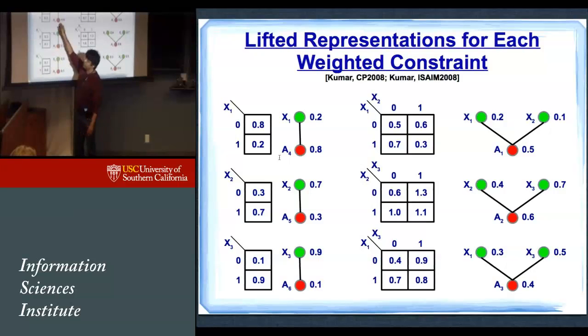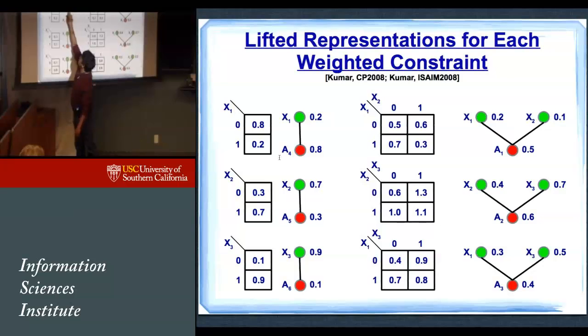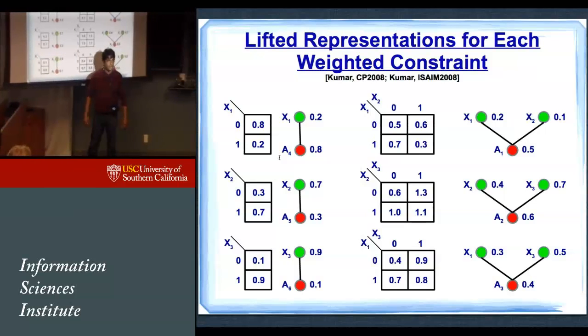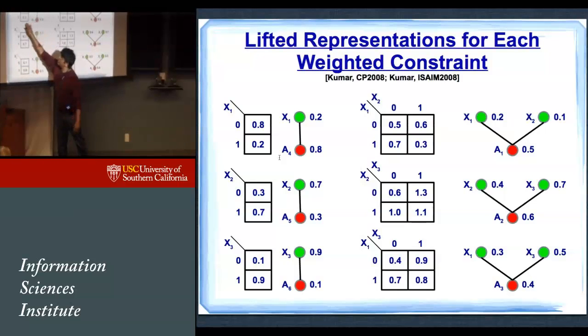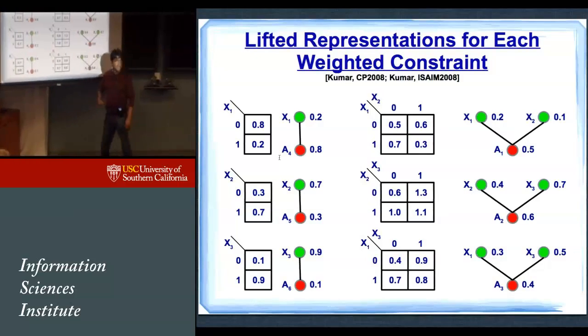So that accounts for 0.8, right? So when x1 equals 1, that means he's going to be in the vertex cover, so he's going to cover that edge already, so I don't have to pick the auxiliary variable, right? So this simple edge is a lifted representation of that constraint.